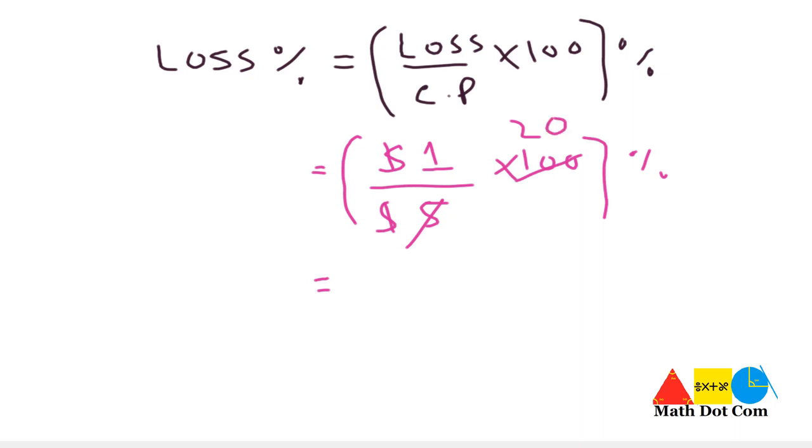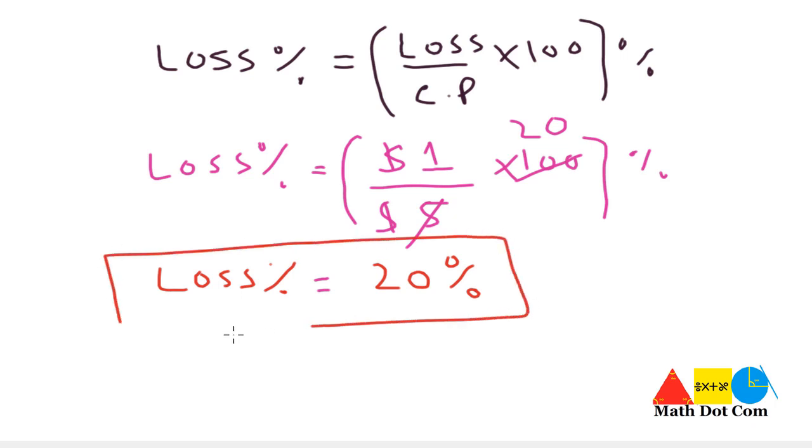It means that the shopkeeper is having a loss of 20%. Oops, it's a big loss for a shopkeeper. So this is how you can calculate the loss percentage. Okay, let's have some more random examples of profit and loss and profit percent and loss percent.